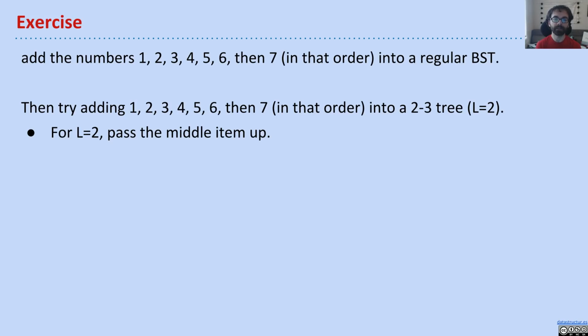And then the other thing I'd like you to do is add those numbers into a 2-3 tree. In other words, a B tree where L is equal to 2. And the rule, by the way, for L equals 2 is when a node is overstuffed, you pass the middle item up. So give that a shot, pause the video, see what happens.